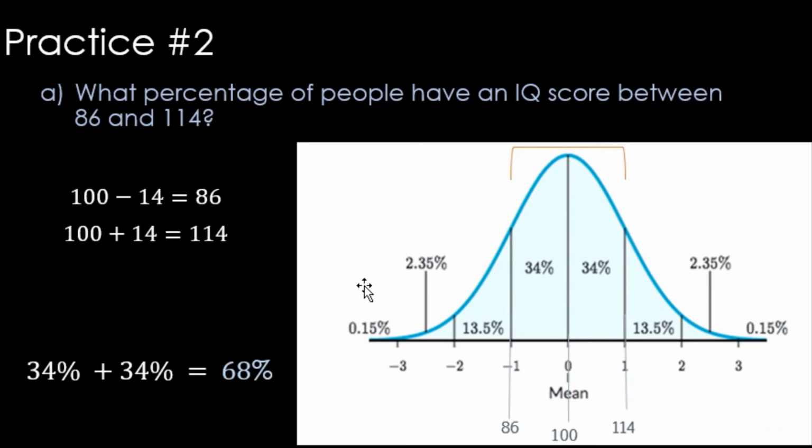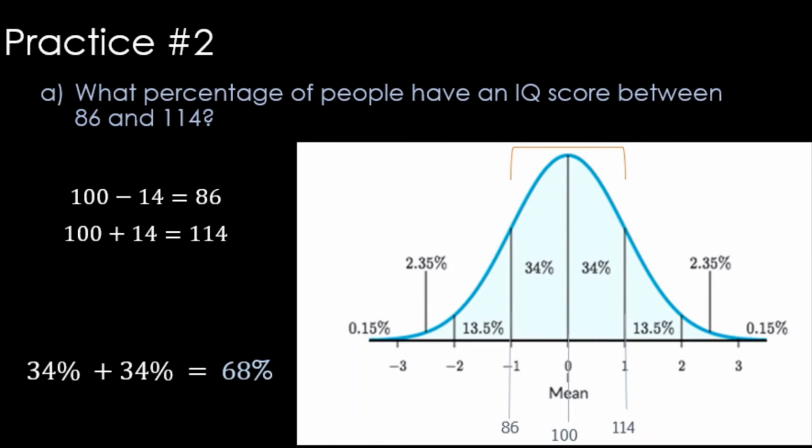Now back to our question. We want to know the percentage of people between 86 and 114. Using the chart here, which is a simplified version of the empirical rule that I prefer to use, all we need to do is add the percentage values between our two values. 34 plus 34 equals a total of 68%.